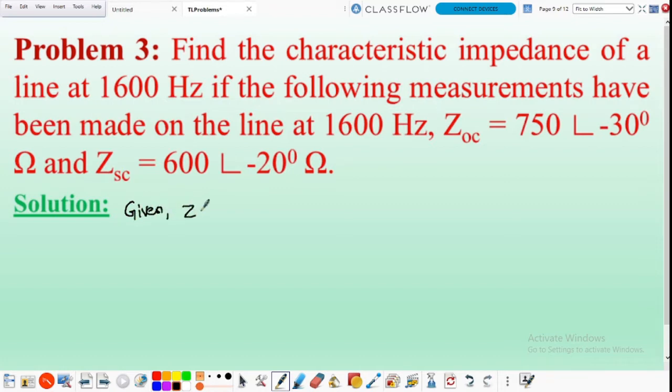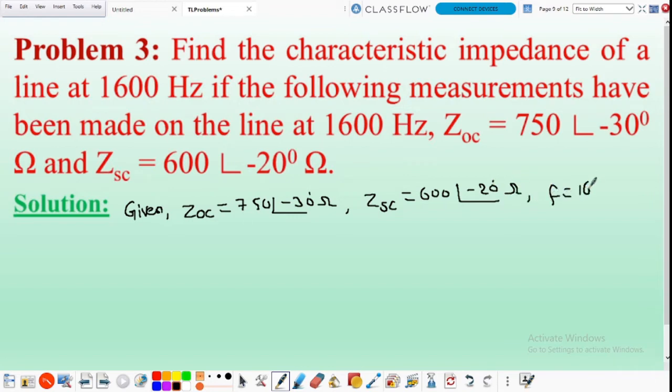given that the open circuited impedance Z suffix OC is 750 at an angle of minus 30 degrees ohms and short circuited impedance Z suffix SC is 600 at an angle of minus 20 degrees ohms and the frequency F is equal to 1600 Hz.